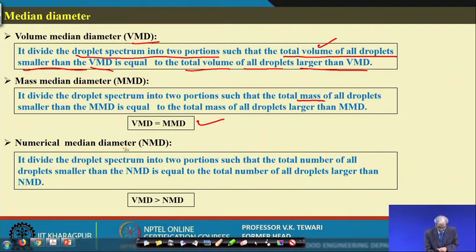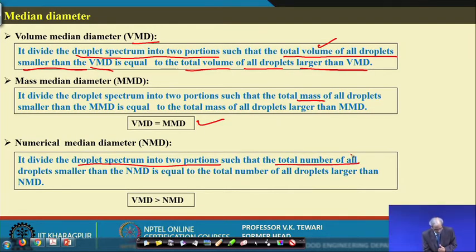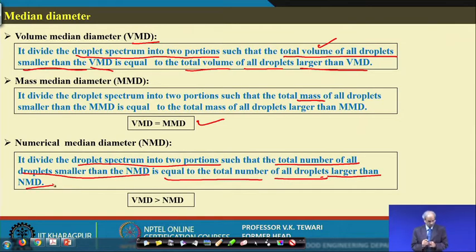Now, numerical median diameter NMD, what is this? This talks of when you divide the droplet spectrum into 2 portions. Supposing you have a large number of droplets of various classes, when you have applied the sprayer or a chemical onto a certain location or a certain canopy, then if you divide these droplets into 2 portions such that the total number of all droplets smaller than NMD is equal to the total number of all droplets larger than NMD, that is the numerical median diameter.